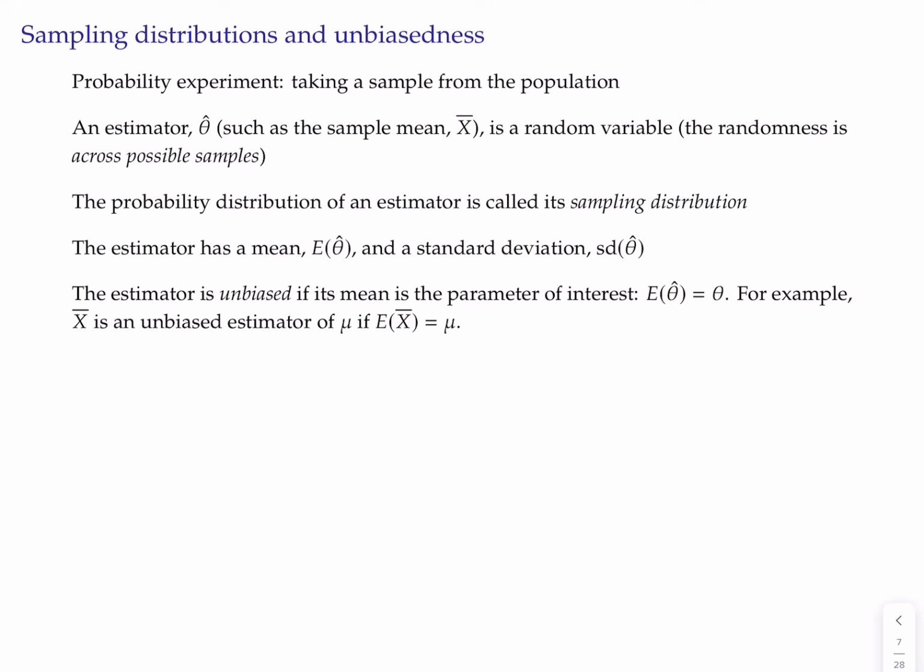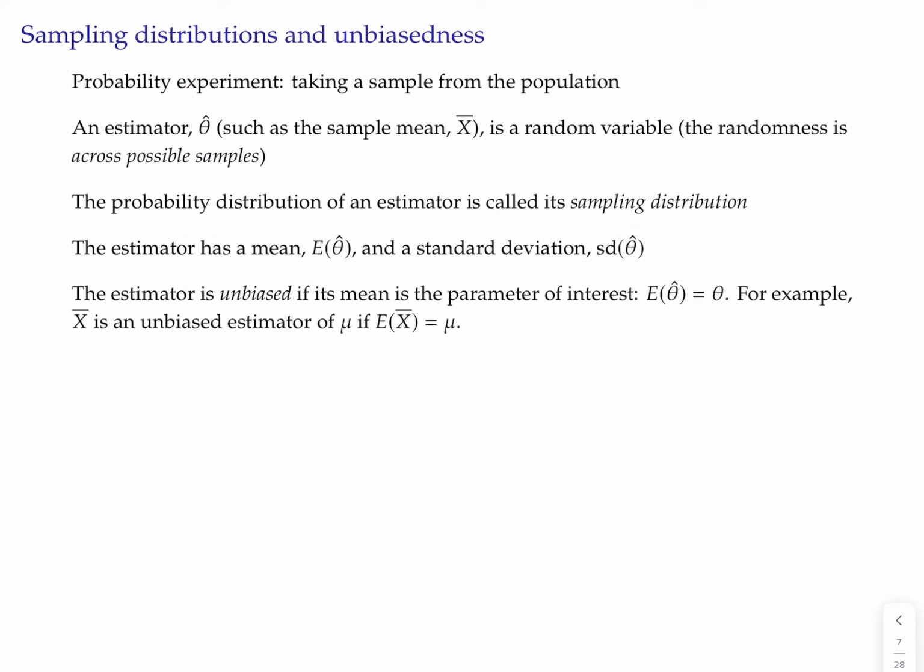Once you take the sample from the population, everything that happens after that is just data analysis. The numbers are what they are, and there's no randomness to it once you've picked your sample. The thing that generates the randomness in the random variable is the idea that you could have, in principle, selected a different subset of the population to be in your random sample. So an estimator, like our sample mean, is a random variable. The randomness is across possible samples, an idea that's really important, which is why I keep repeating it. The probability distribution of the estimator is called its sampling distribution.